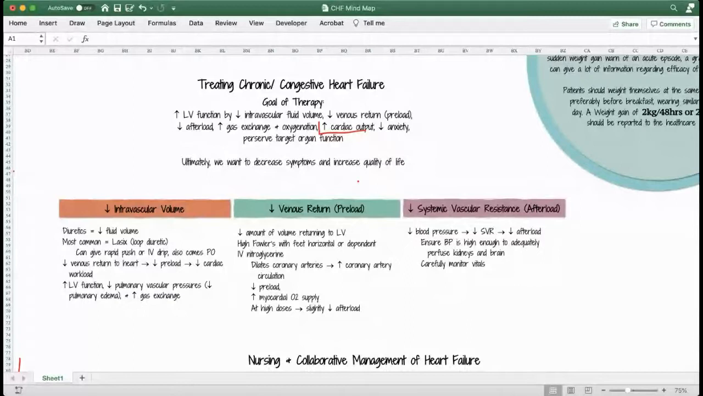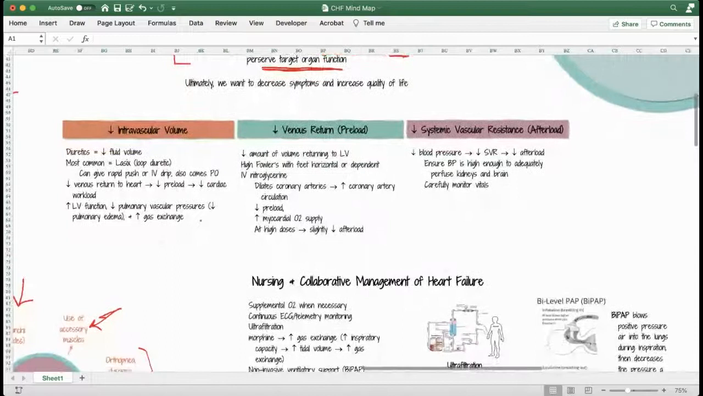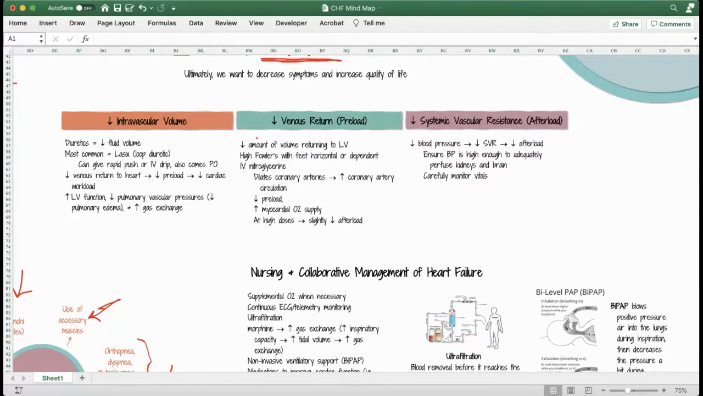Of course, we're always going to worry about anxiety. And then the big thing is to preserve against any kind of target organ damage. These things are all very logical. If you know what preload and afterload are, and you know how they affect the blood flow in the heart, when you come across a question, you'll be fine. Just think it through. Because the disease is progressive, there's no cure, we can't necessarily fix heart failure. It's a lot about managing the symptoms, hopefully decreasing them enough that we can give the patient a decent quality of life.